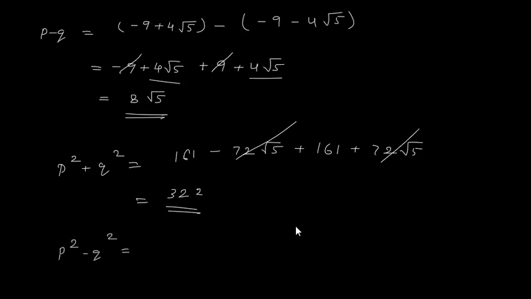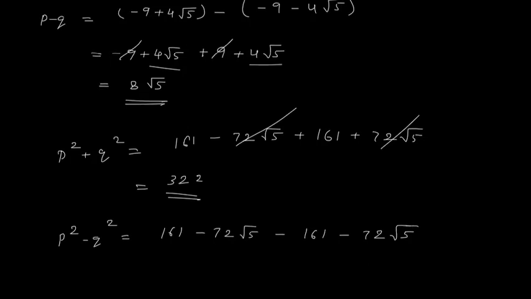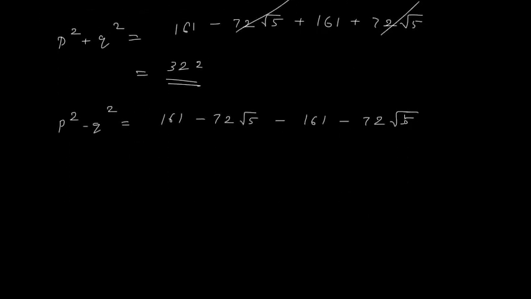Similarly, p square minus q square. The value of p square is 161 minus 72 root 5, minus q square, which is 161 plus 72 root 5. I have not used brackets this time; I calculated that in my mind and opened the brackets. So here this 161 will cancel, and you have minus 144 root 5 as the answer for p square minus q square.